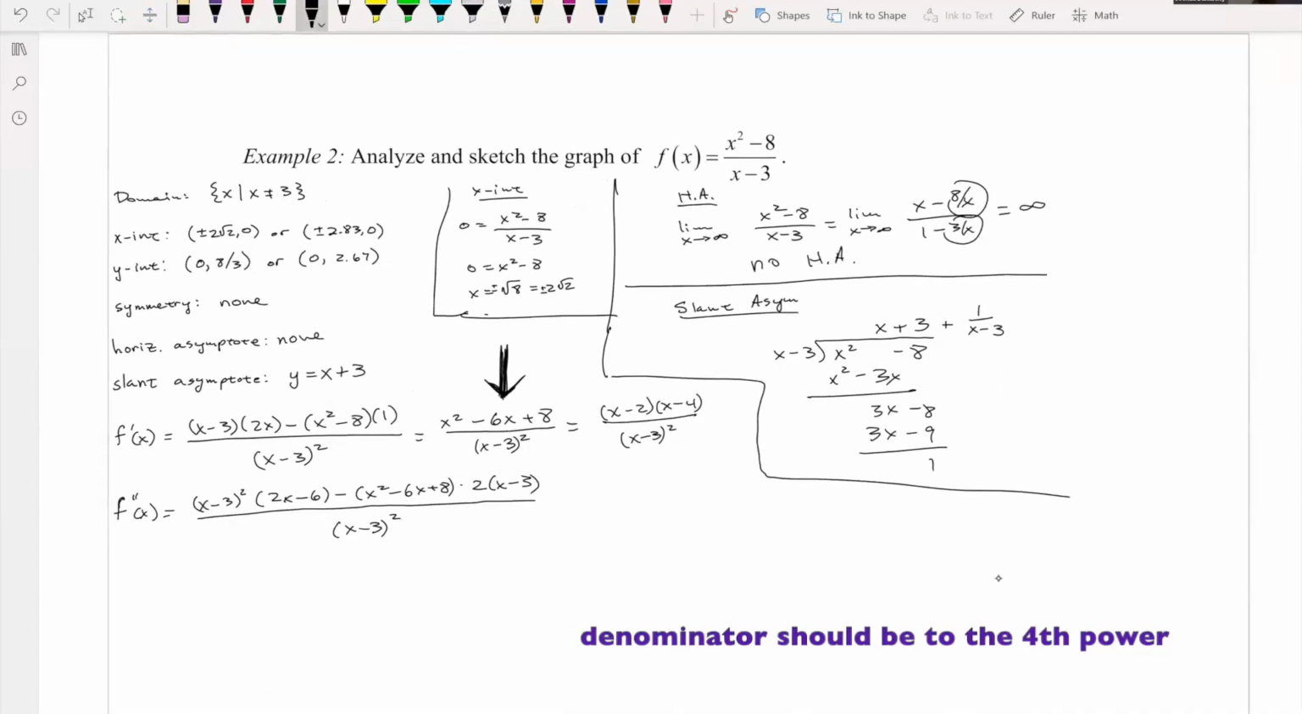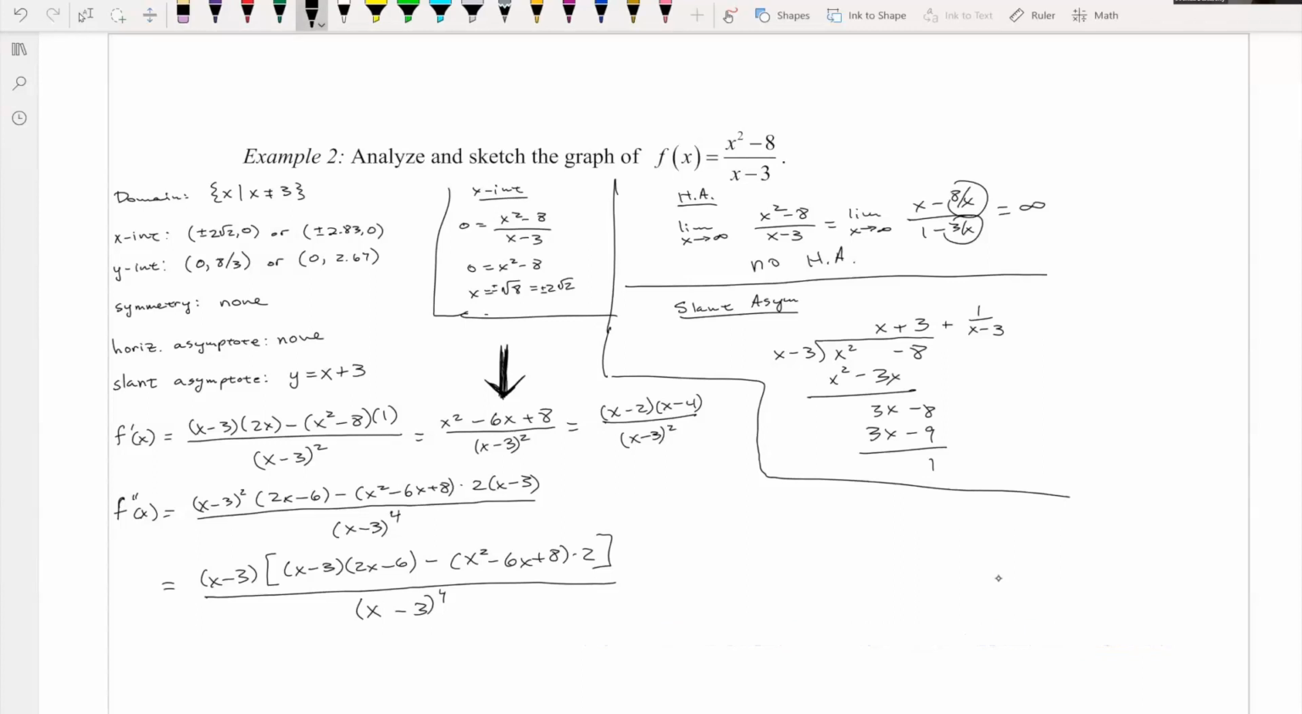I'm going to factor out an x minus 3 so I can cancel it in the bottom. So we're going to have x minus 3 times 2x minus 6, and here we'll have minus x squared minus 6x plus 8 times 2. And that x minus 3 in back came out. So we've got an x minus 3 here. Whoops, I forgot to do something in the denominator, guys. That's to the 4th power down there, right? You square the denominator. All right.